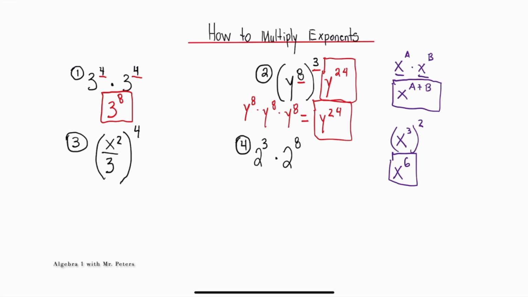If we look back at the first example, they could have wrote 3 to the 4th power squared. And once we multiply those two, we would still get the same answer as 3 to the 8th power.